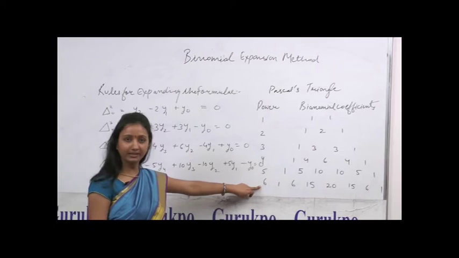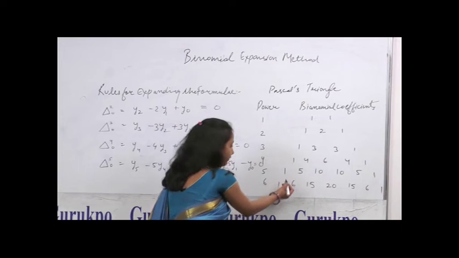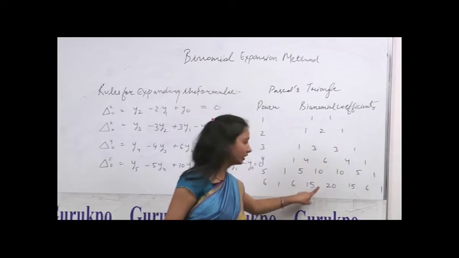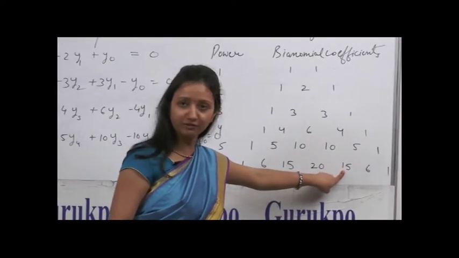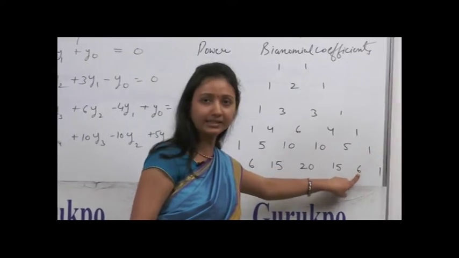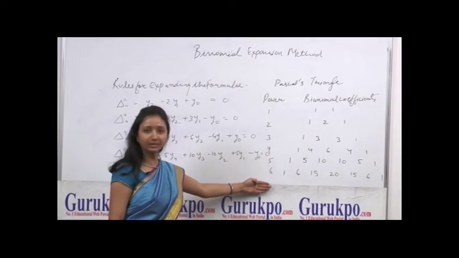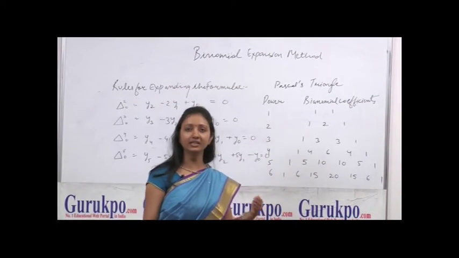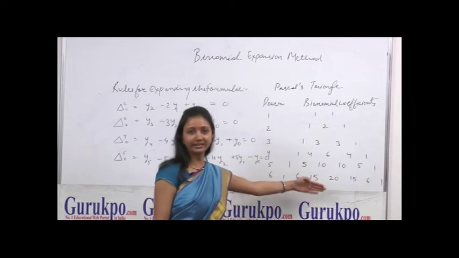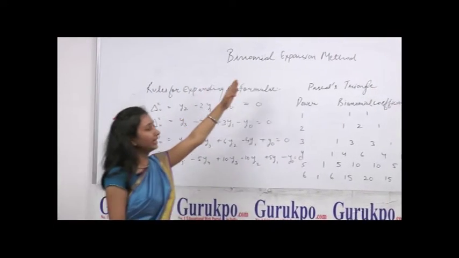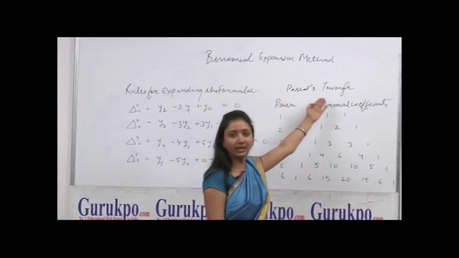Next, at the power of 6, this 1 will come here, and 1 plus 5 equals 6, 5 plus 10 will be 15, 10 plus 10 will be 20, 10 plus 5 will be 15, and 5 plus 1 will be 6, and 1 comes again down. Now, we can understand how we can make 7, 8, 9, or 10, we can expand this triangle continuously. We will make binomial expansion formulas with the help of the Pascal triangle. We have learned how we can make the Pascal triangle.